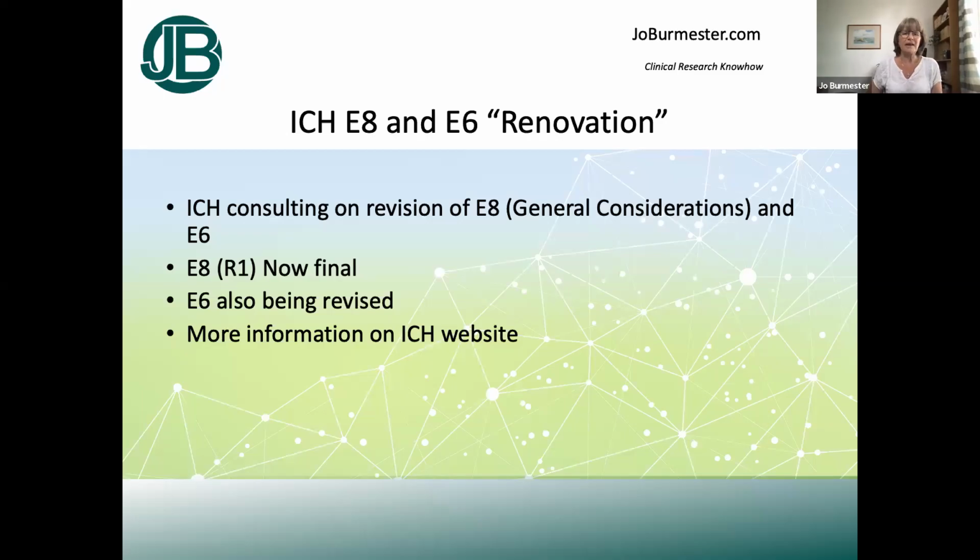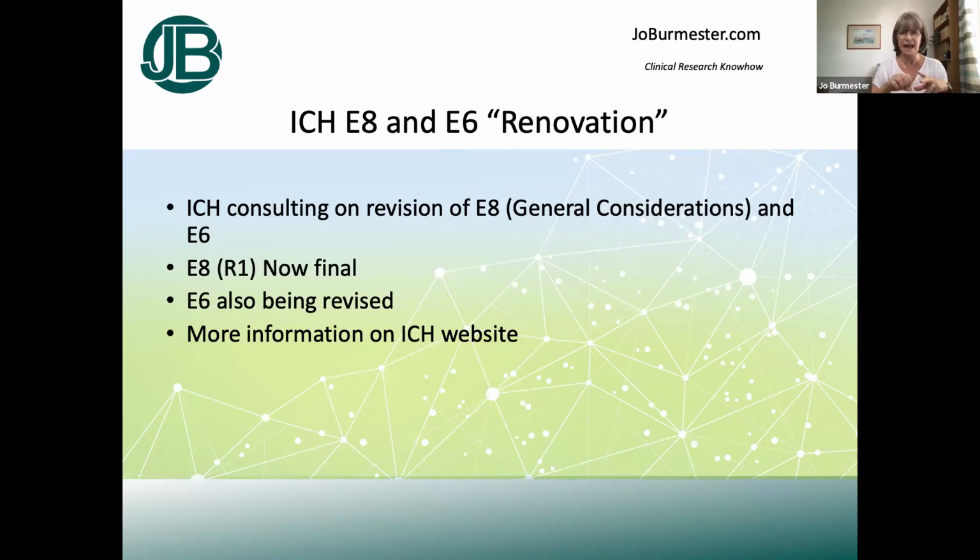We're going to be talking about the ICH renovation, the GCP renovation, but we're going to focus on this document, E8. So where we're up to in this renovation project, and it's been going on for several years now, the ICH is basically consulting on revision of guideline E8, which is general considerations for clinical research, and also guideline E6, which is ICH GCP. So we do now have the final version of ICH E8.